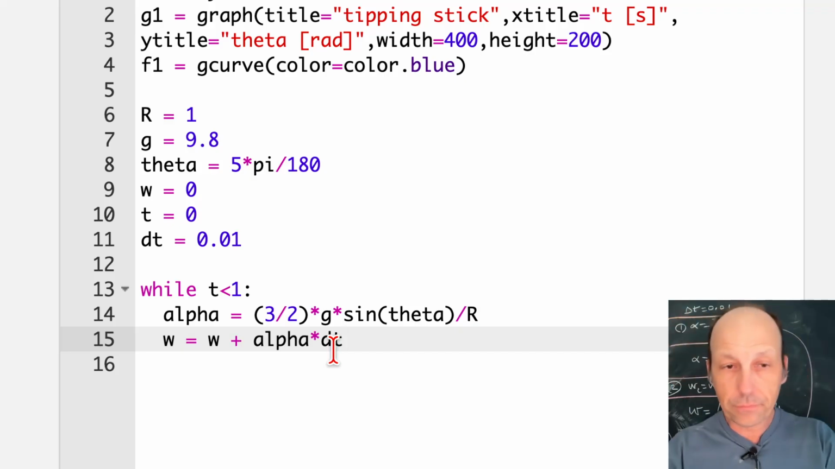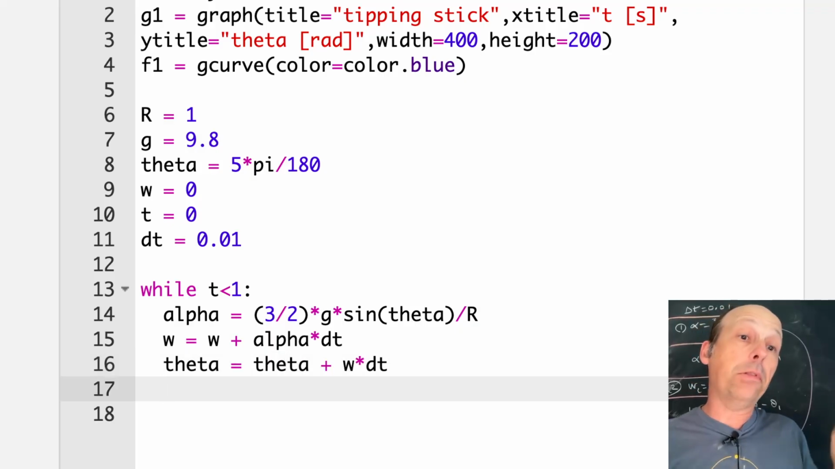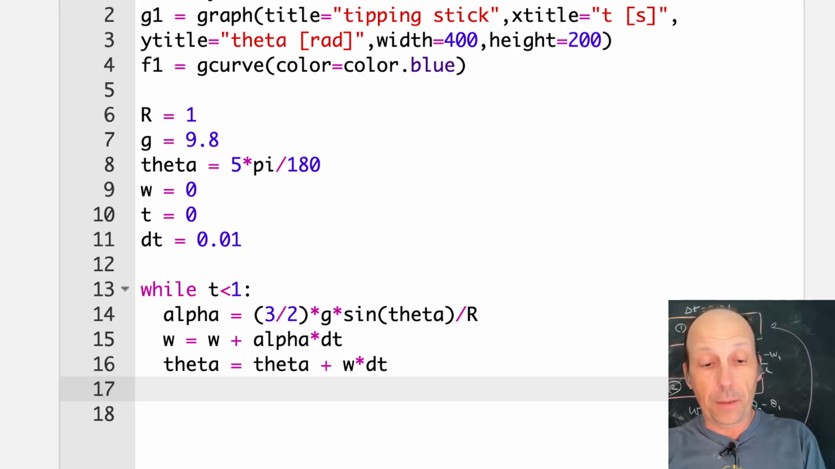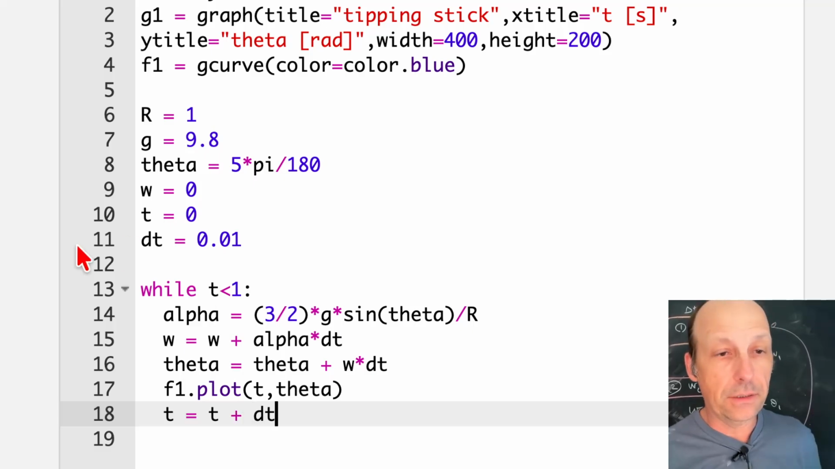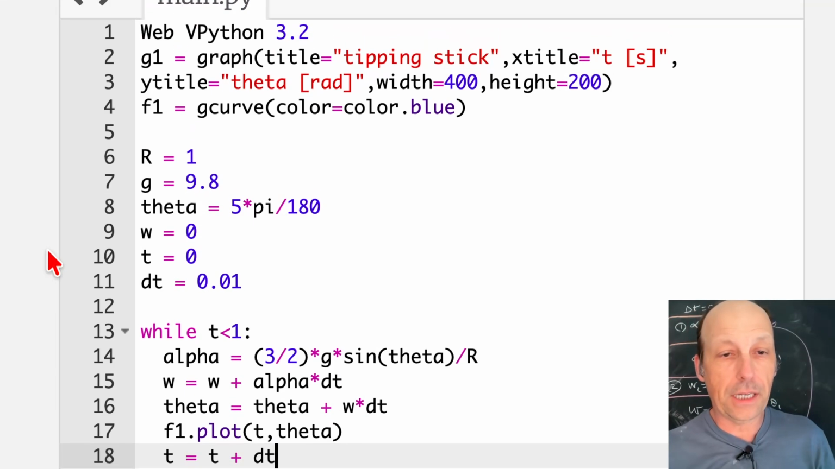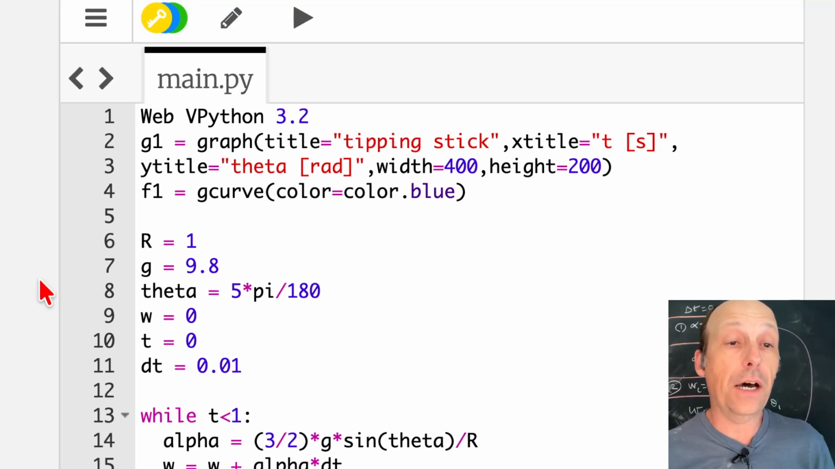Now we're going to do the same thing for theta. Theta equals theta plus omega times dt. Now I'm going to plot my data point and then update time. So f1.plot t, theta, and then I'm going to update time: t equals t plus dt. Let's just see if it runs. You never know. Something crazy could happen. I have t equals t plus dt, so I'm pretty sure it will not run forever.